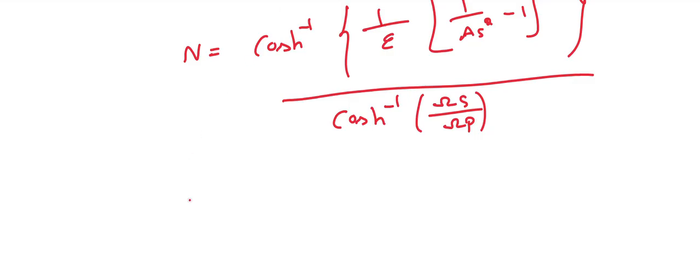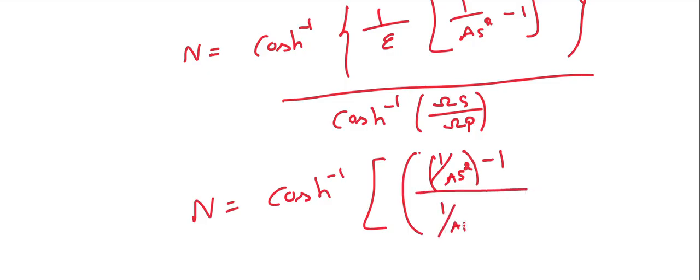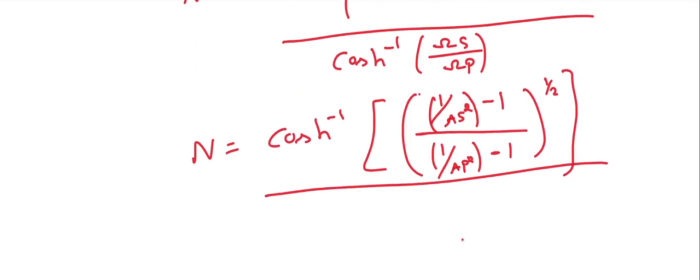If the gain is specified in both the passband and stopband, you can use this formula. N is equal to cosh inverse of 1 by A squared minus 1, divided by 1 by Ap squared minus 1, to the power half, divided by cosh inverse of omega s by omega p.